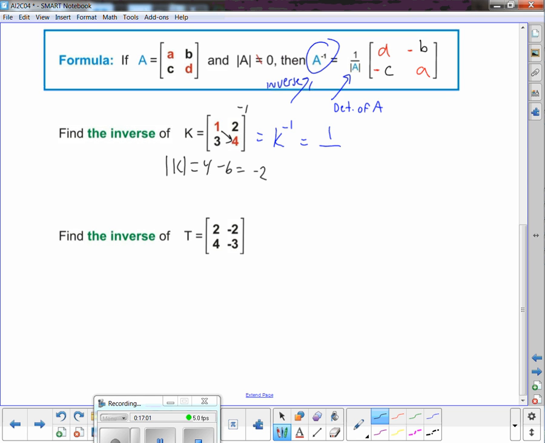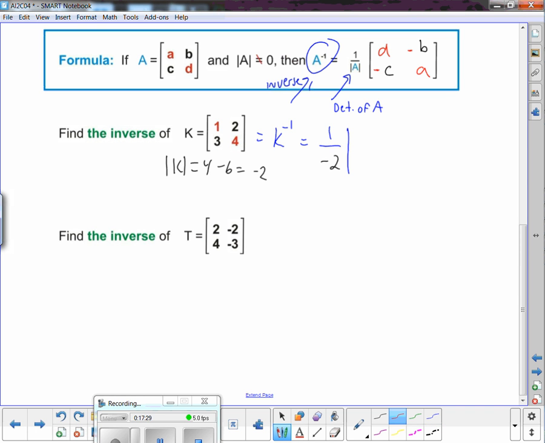Therefore, this negative 2 goes down here. So let me pause. Follow what we did, right? We're doing 1 over the determinant of that matrix. That's the multiplier of what we get when we swap everything else around, if we're going to find the inverse. Again, ask questions as we go. Don't stay in the dark too long.